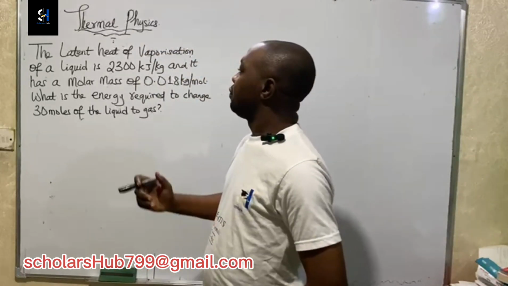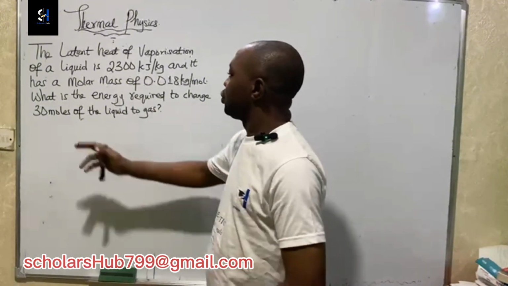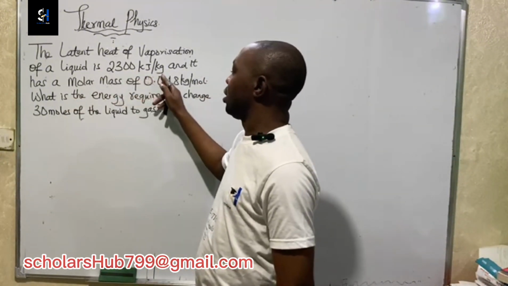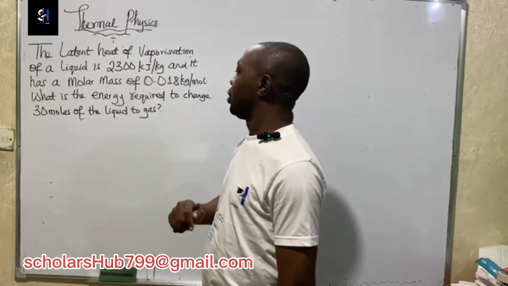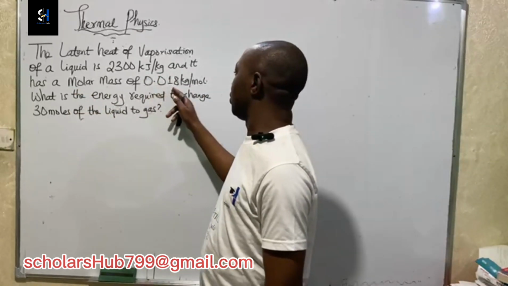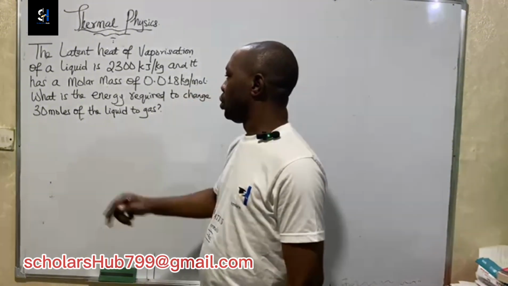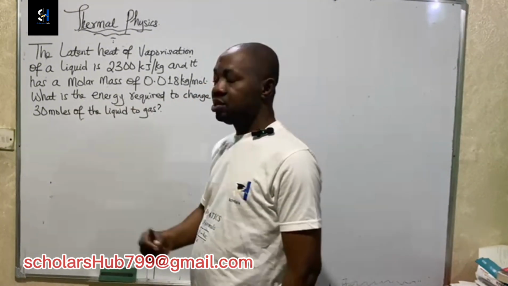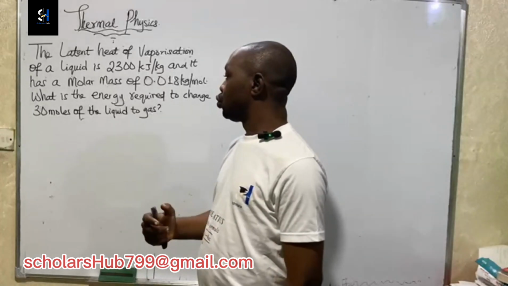Now we have the latent heat of vaporization of a liquid is 2300 kilojoules per kilogram, and it has a molar mass of 0.018 kilogram per mole. Now what is the energy required to change 30 moles of the liquid into gas?